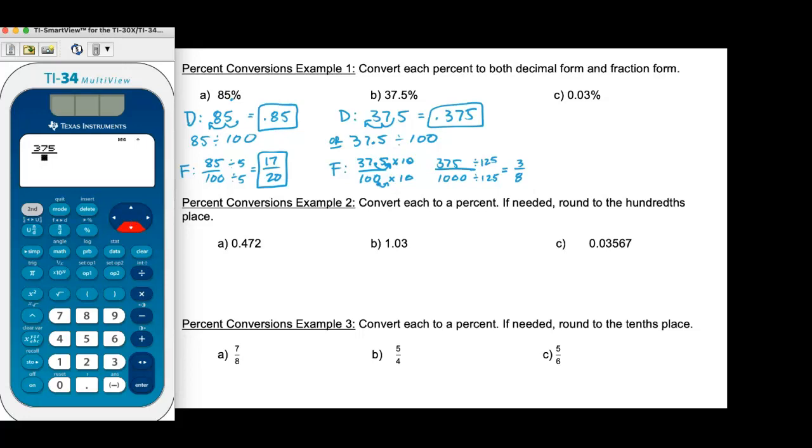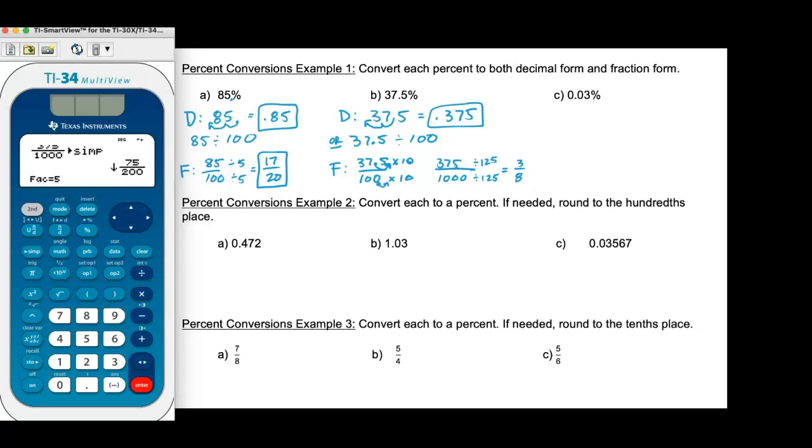So we're going to use our N over D button, 375 over 1,000. And I use my right arrow to get out of the fraction, and then I hit simplify, enter. Now in this case it just divided both numerator and denominator by 5, and so I get a bigger fraction than what I got because I divided by 125.